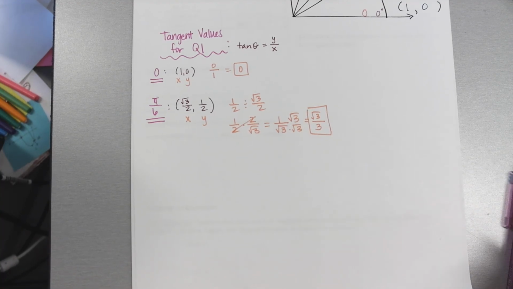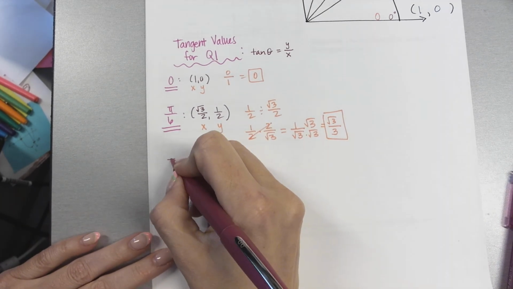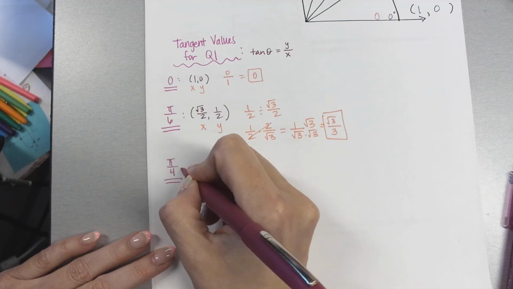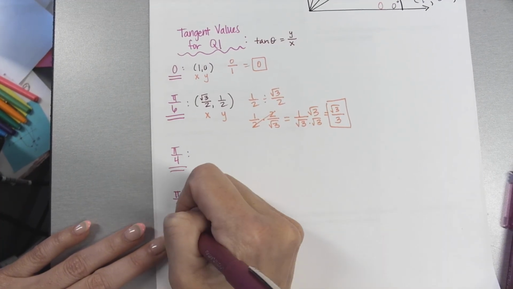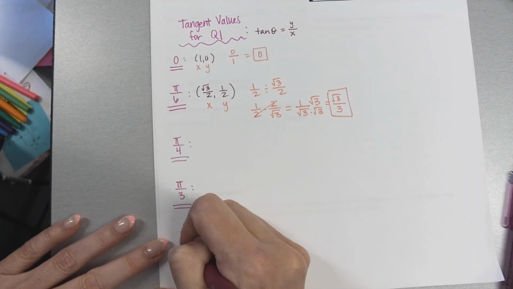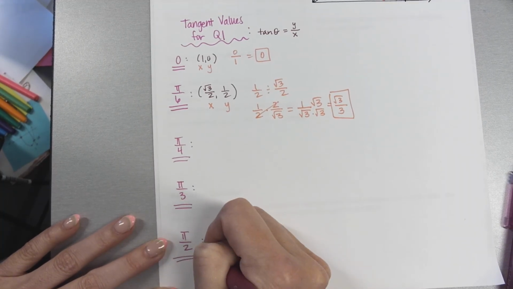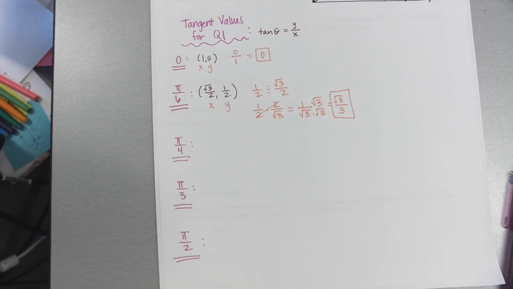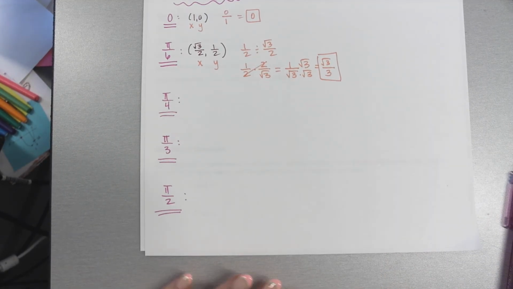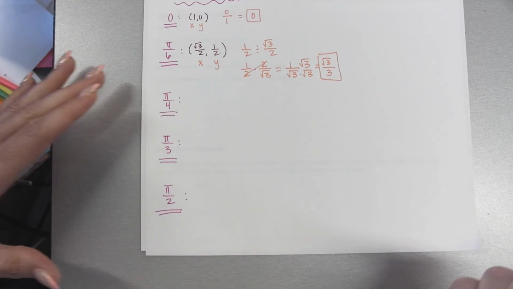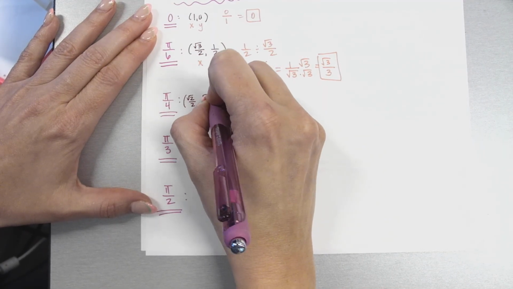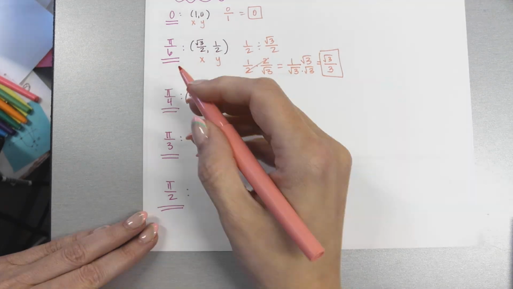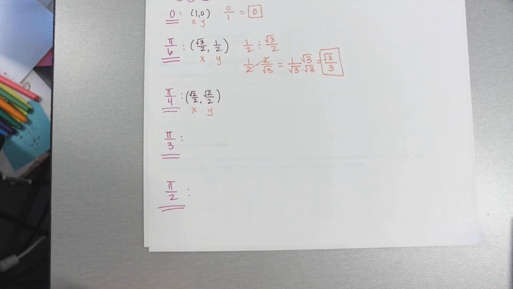All right, so after pi over 6, what's the next one we're going to do? Pi over 4 is right. Okay, after pi over 4, pi over 3. After pi over 3, pi over 2. And that is quadrant 1. Okay, so I want you to keep going. So you have these written on your paper, right? At pi over 4, your point is root 2 over 2, root 2 over 2. Okay, so you have your x and your y. I want you to find the tangent.